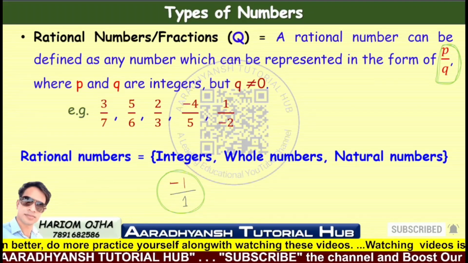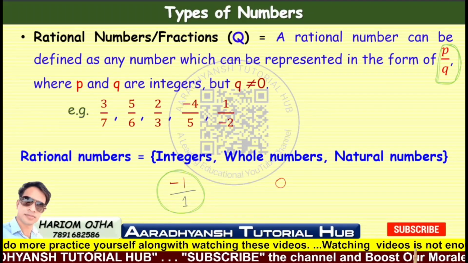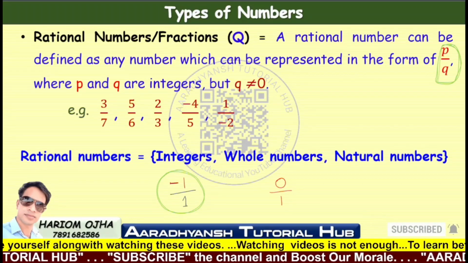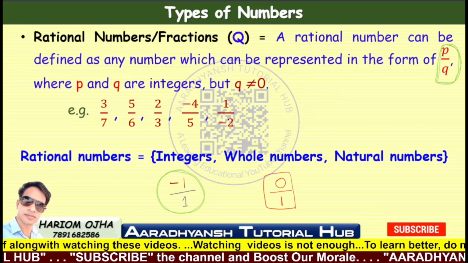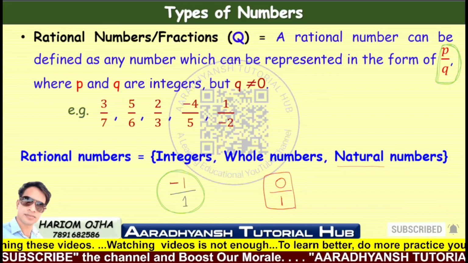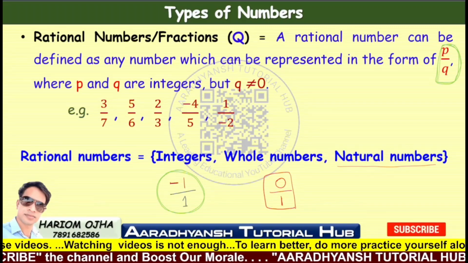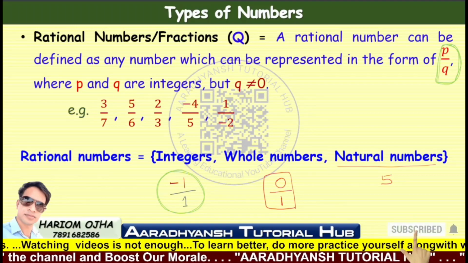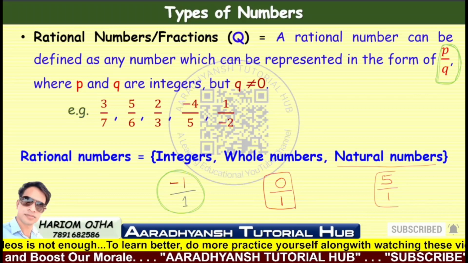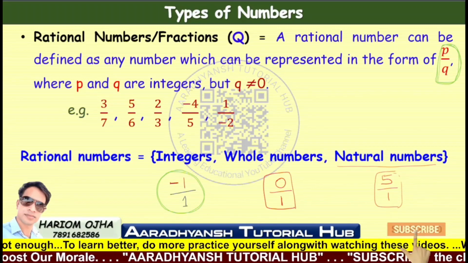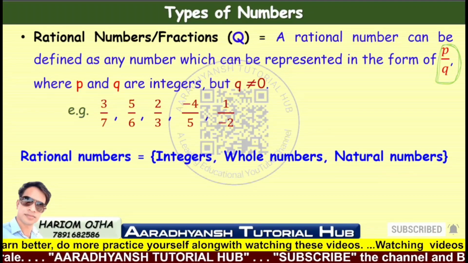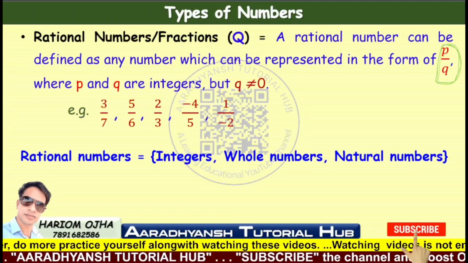Similarly, suppose 0 is a whole number, and we can write it as 0 over 1. So now it is a rational number. And similarly, a natural number can be represented in the form of p upon q, like 5. 5 is a natural number and it can be represented by 5 over 1, so it is also an example of a rational number. So we can say all integers, whole numbers, and natural numbers are rational numbers.